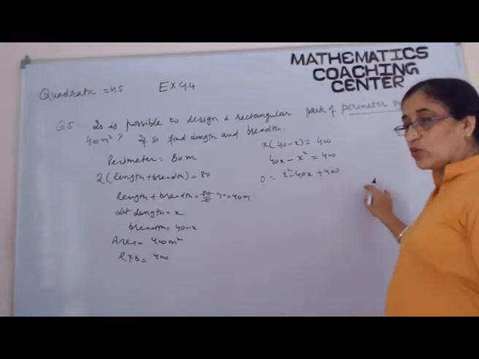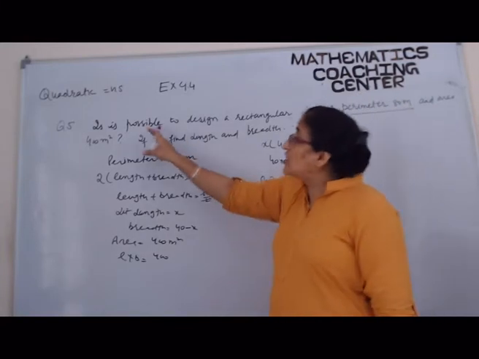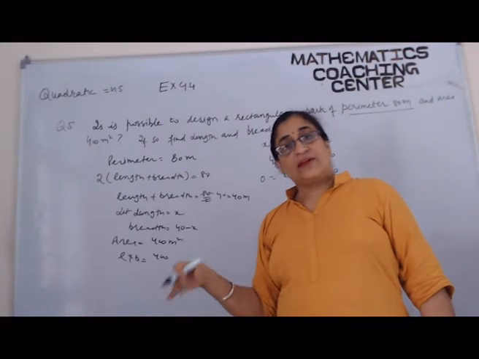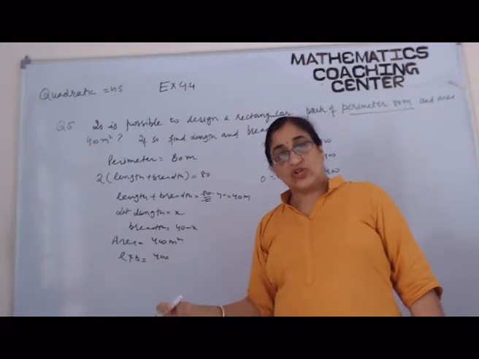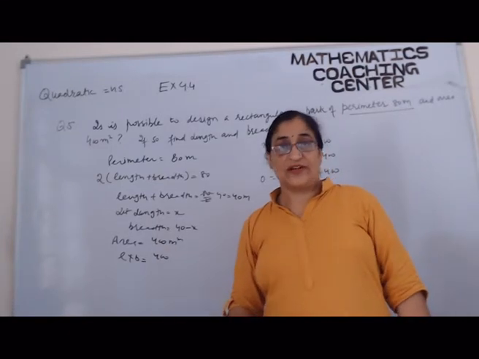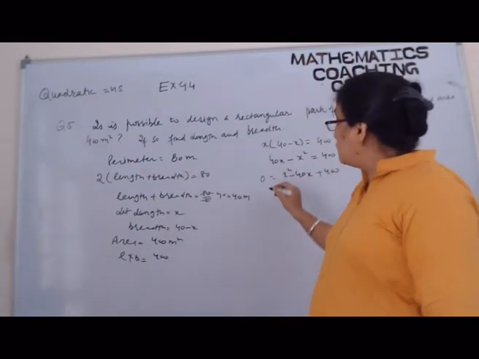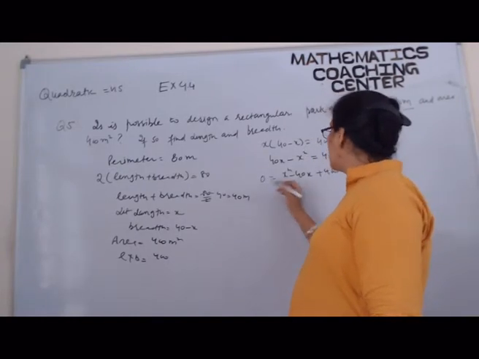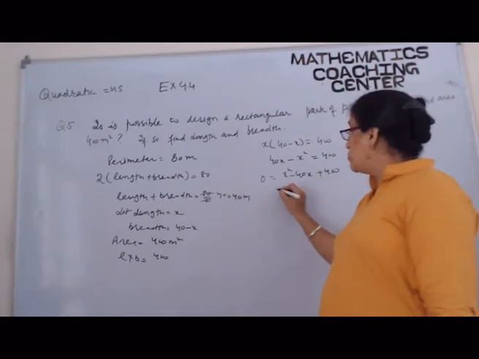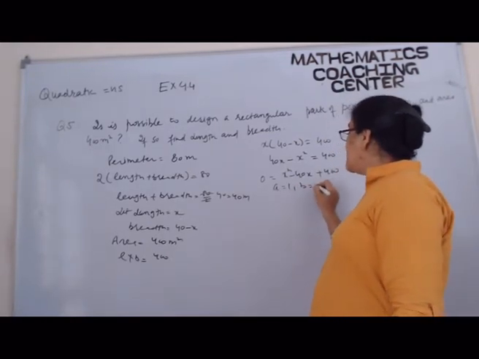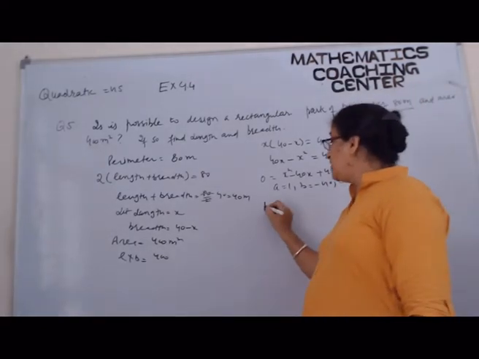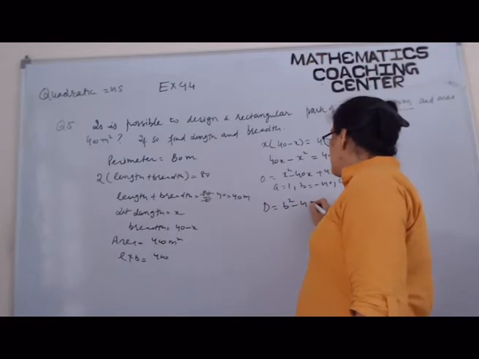So this is the quadratic equation. Our question is, is it possible? So you have to find the discriminant. If discriminant is greater than 0 or equal to 0, roots are real, we can find them. If D is less than 0, we cannot find them. So you have to find D. Compare it with ax square plus bx plus c equal to 0. So a is equal to 1, b is equal to minus 40 and c is equal to 400. So D is equal to b square minus 4ac.